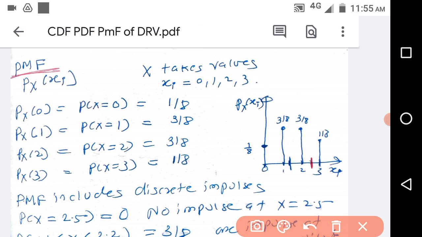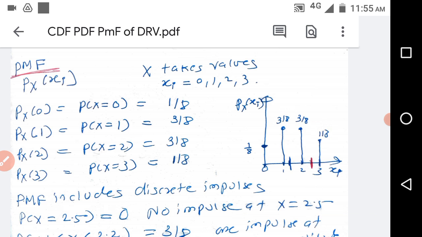So let us plot this graph. P_X(xi) and xi is plotted. xi means either 0, 1, 2, 3. So if xi is 0, the PMF is 1 by 8. PMF is again the probability. If xi is equal to 1, PMF is 3 by 8, for 2, PMF is 3 by 8, for 3, PMF is 1 by 8. So why are we doing all this? PMF, CDF, PDF are again nothing but probabilities, and these are different plots of the probabilities.